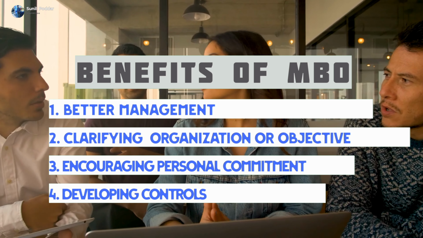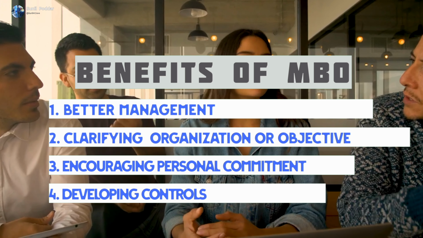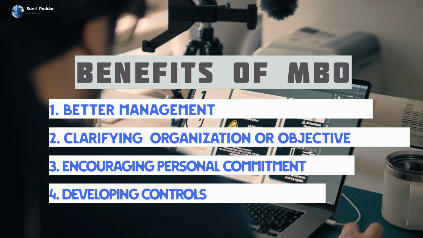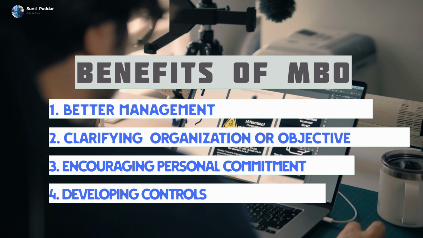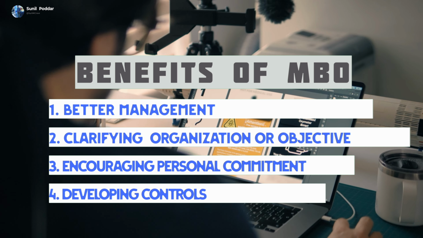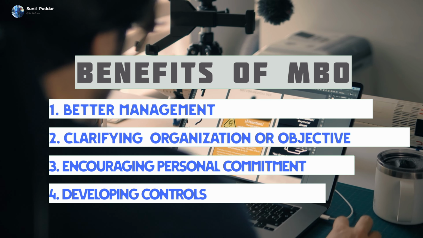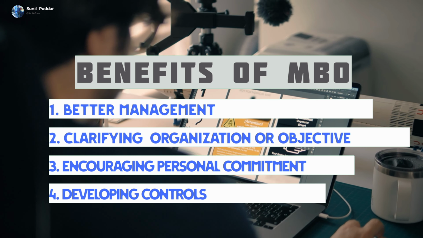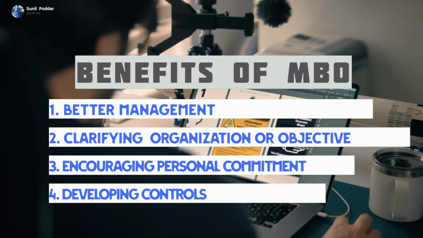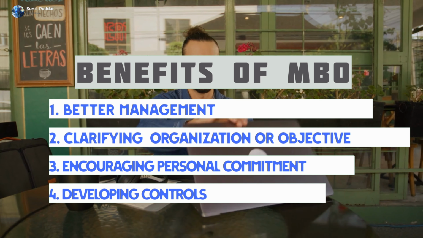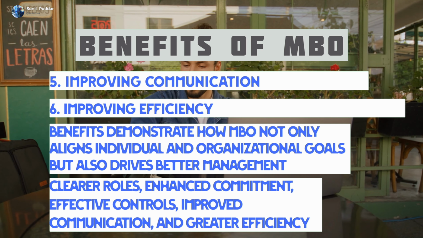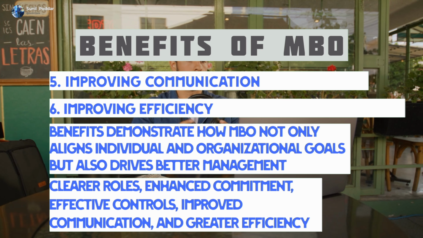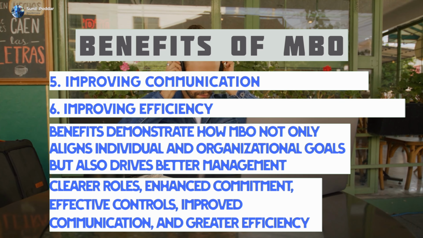Developing control. MBO aids in establishing effective control by setting clear, verifiable goals. For instance, in a manufacturing firm, MBO allows managers to set specific production targets and monitor actual performance against these standards. Any deviation can be quickly identified and addressed, leading to more efficient operations. Improving communication. MBO strengthens communication by fostering regular interaction between superior and subordinate.